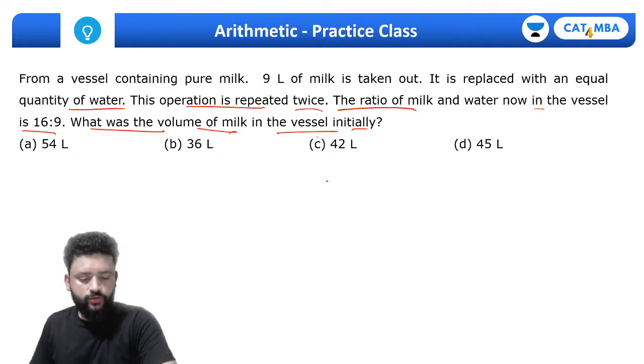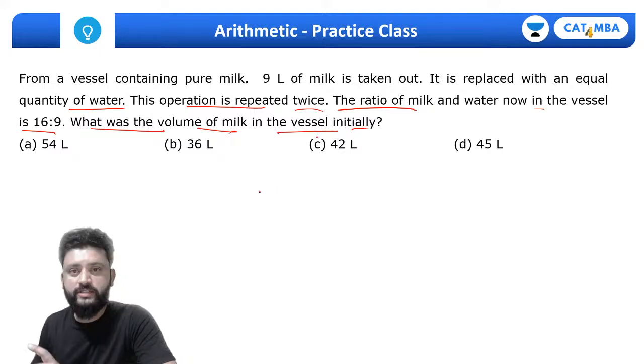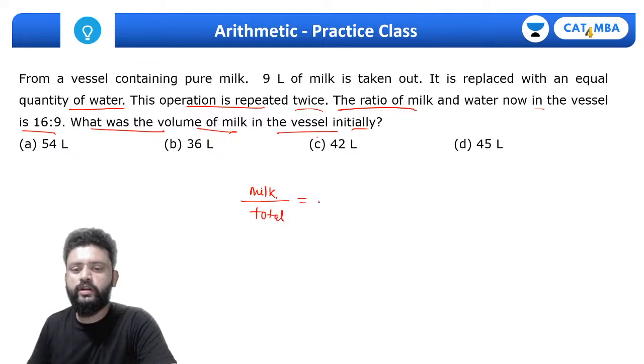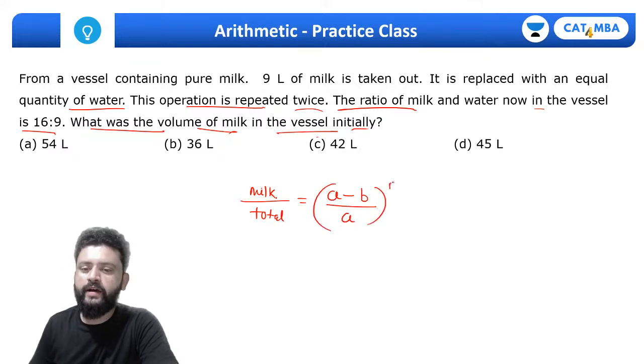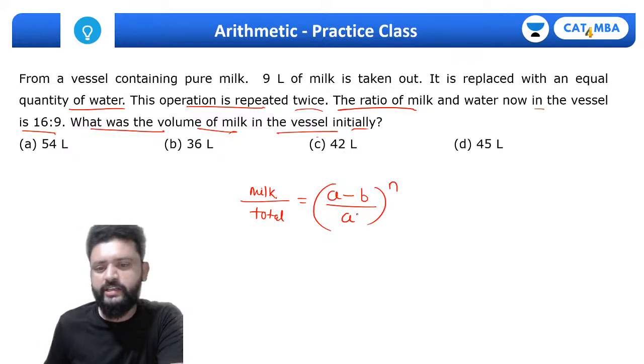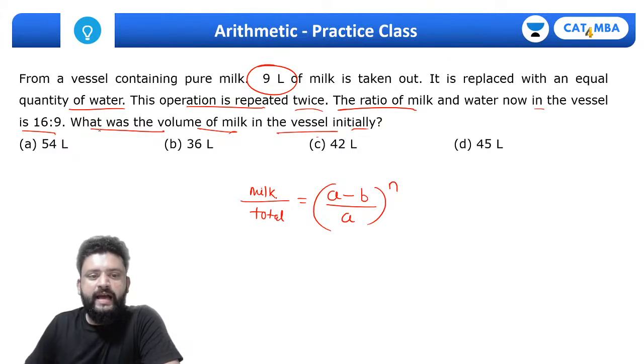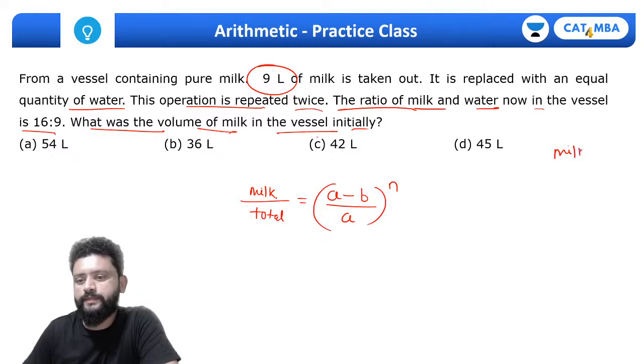I'll just quickly tell you this formula. Just let me know if you remember this formula or not. Typical question on removal and replacement of the quantity, you can say. So milk at the end upon total, this ratio will always be equal to (A minus B upon A) to the power n, where A is the total quantity, or you can say initial quantity. So 9 liters of milk is taken out and replaced, and we know the ratio of milk to water is 16:9.